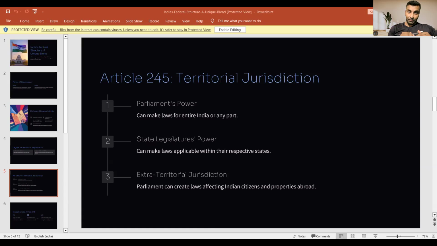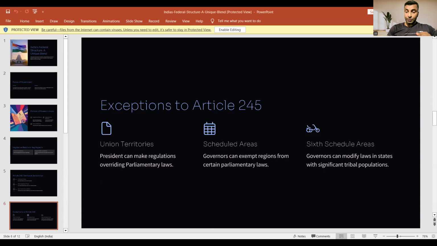Now, let's also discuss the exceptions under Article 245. Although Parliament has extensive legislative power, it's not absolute. When we talk about fundamental rights, we also use the same language: it's not an absolute right, it is subject to certain exceptions and reasonable restrictions. So there are three major exceptions here.